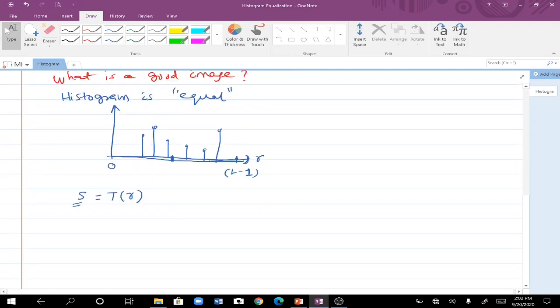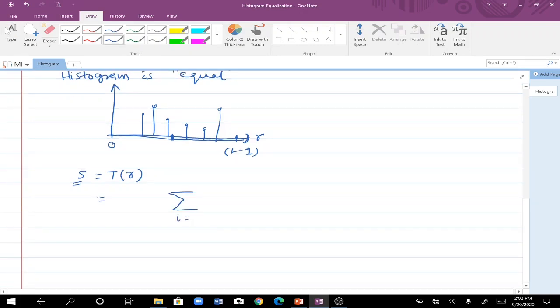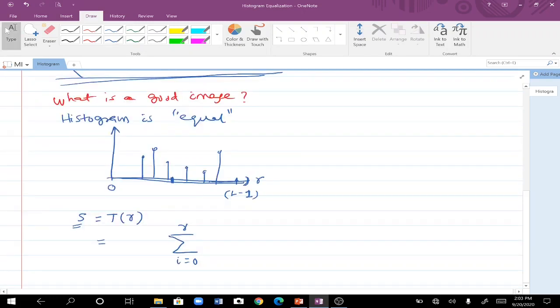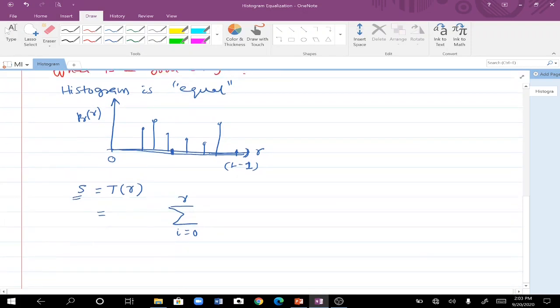Now let's write an intuitive expression for this s equal to T of r. I is varying from 0 to r. Then, as I mentioned, this is a probability density function, a discrete equivalent of a probability density function once you divide it by the total number of pixels. So let's call this PR of r, your x-axis being r. This is the probability density function PR of r.